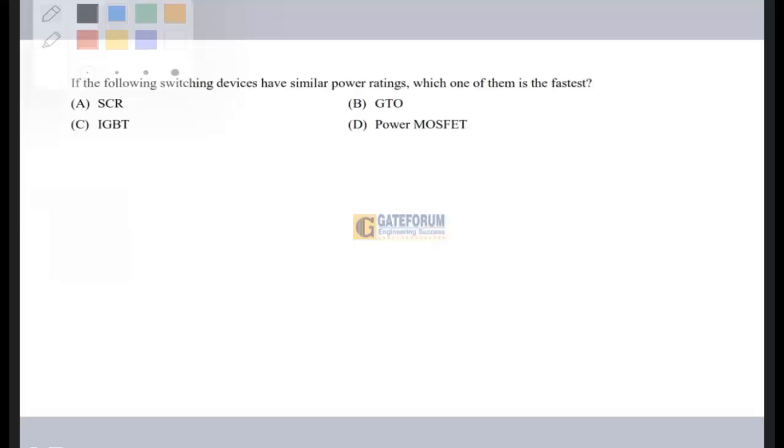Hello students. So this particular question was asked from the Power Electronics section in your GATE 2024 EE. In this question they are asking that if the following switching devices have the similar power rating, which one of them is the fastest? SCR, GTO, IGBT or power MOSFET?